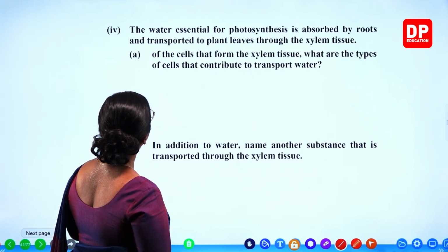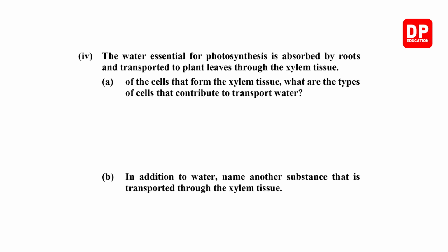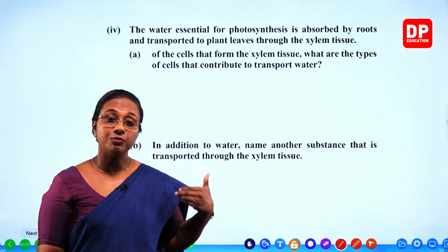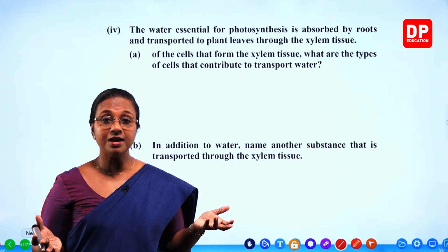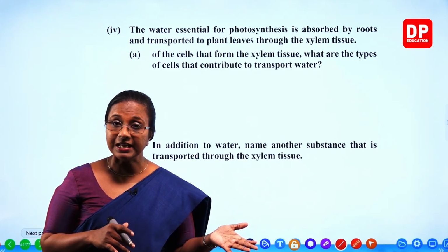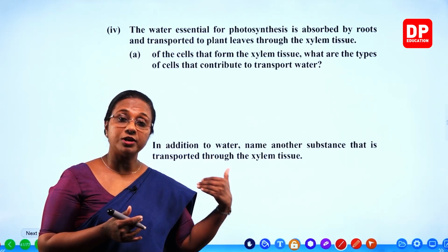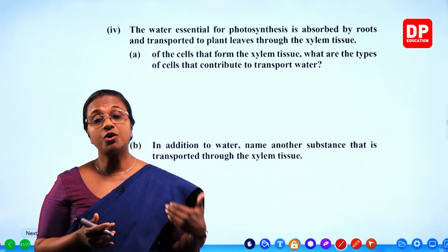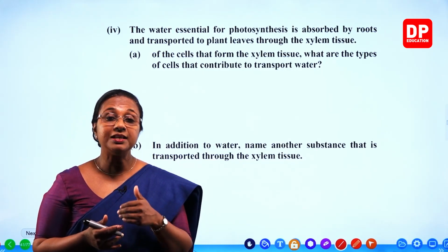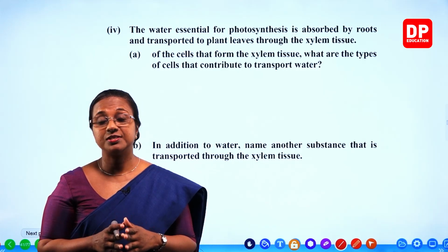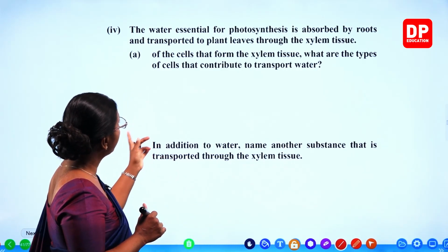Part 4. The water essential for photosynthesis is absorbed by roots and transported to plant leaves through the xylem tissue. So there you all know, students, it is osmosis. Roots have root hairs in order to increase the surface area. The amount of water in soil is normally high compared to the roots because roots have a lot of ions in them. So because of that, water can easily go from the soil to the roots. They can be absorbed, but they have to travel through the membrane. So because of that, we call that process osmosis. So by osmosis, water is absorbed.